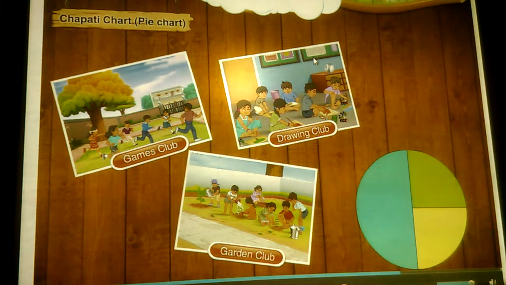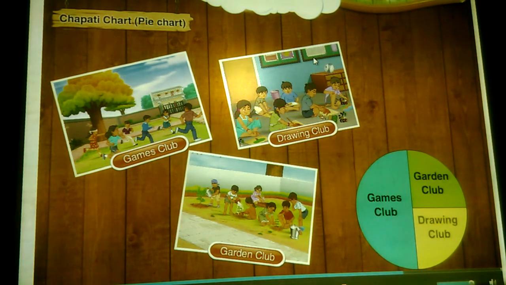From this chart, we can see that half of the children in the class take part in the games club. 1/4 of the children are members of the garden club. The drawing club also has 1/4 of the children of the class.